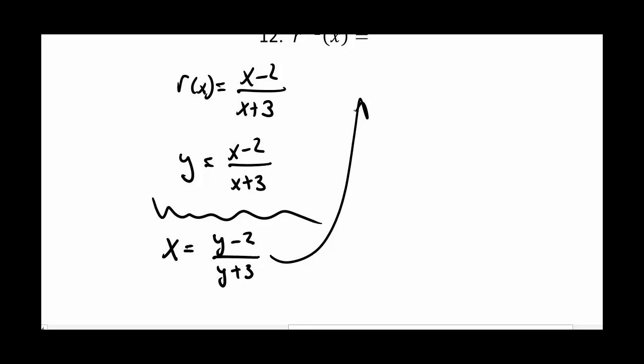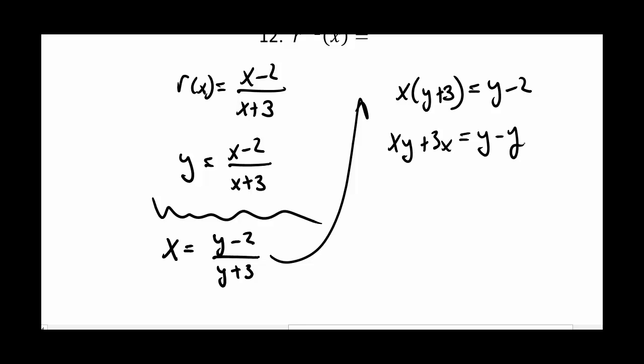Okay, so now I want to get y by itself. I want to solve for y. So I'm going to multiply by the y plus 3. Now in this case, I've got y's buried on both sides. So I need to find a way to separate the y's and get them together. And so it makes sense to distribute the x in this case. So xy plus 3x equals y minus 2. Sorry, y minus 2 as opposed to what I just wrote.